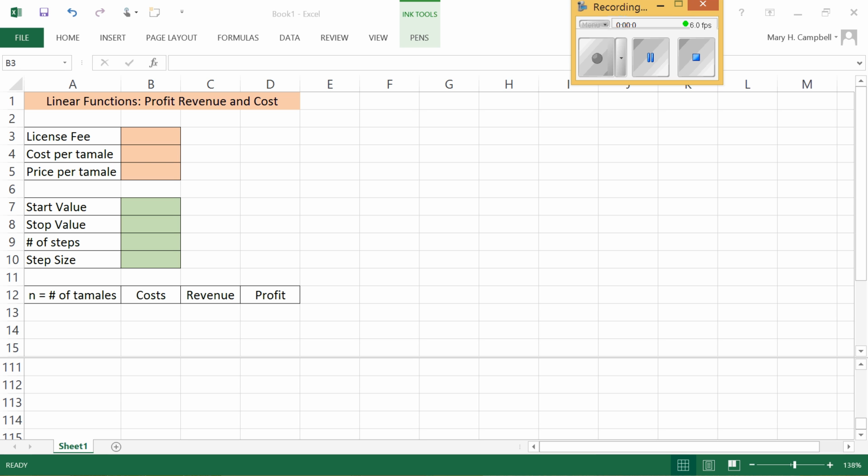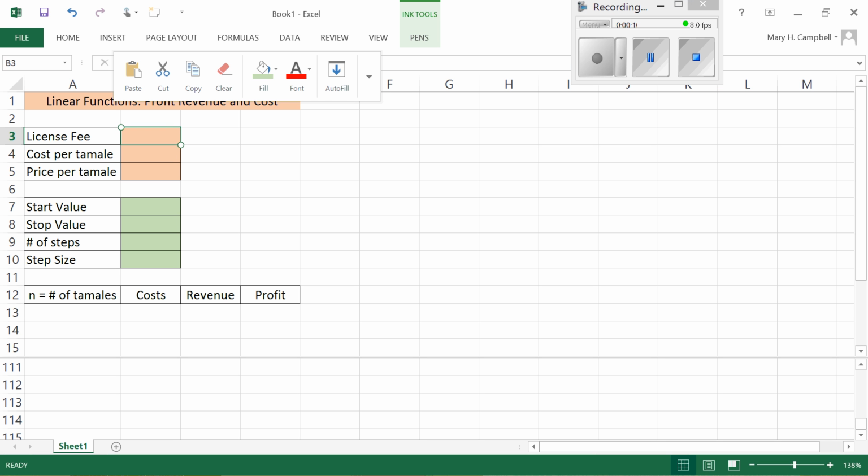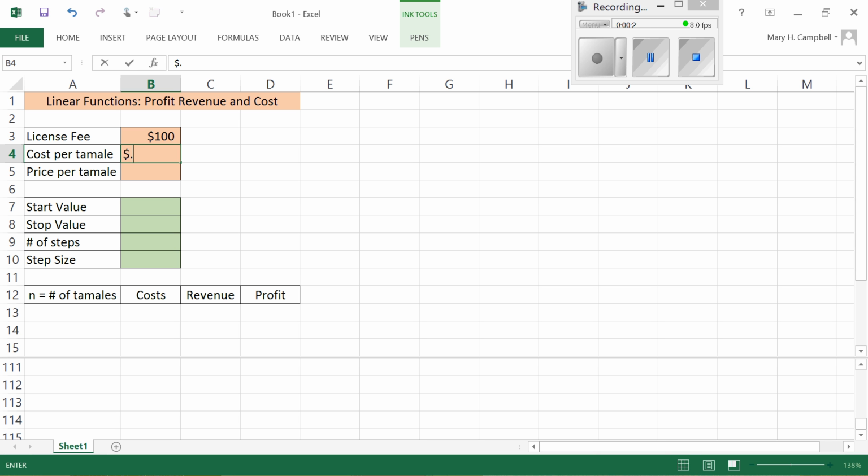Let's take another look at our tamale business, but this time we'll use Excel. So I've got a little preliminary setup done here. In our example that we looked at in the previous video, the license fee was $100. Our ingredient cost per tamale was 75 cents. And then we were pricing the tamales at $1.25. And we're going to do a graph of our three functions, the cost, revenue, and profit.